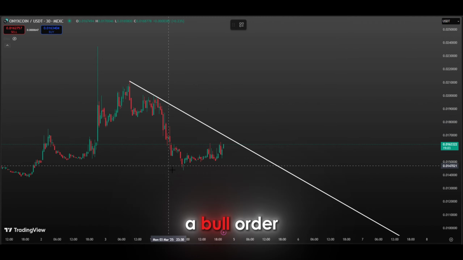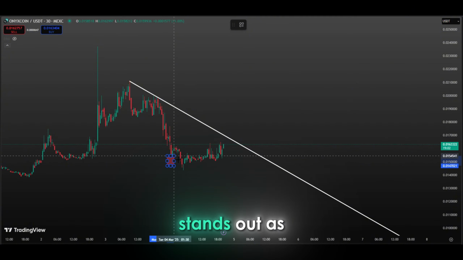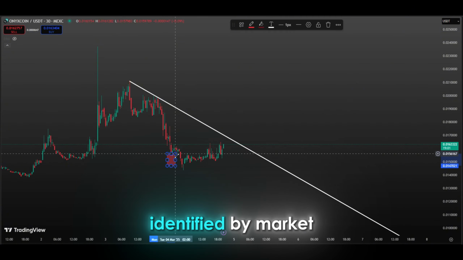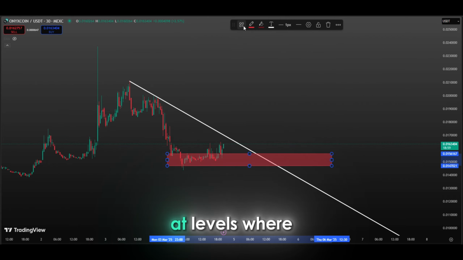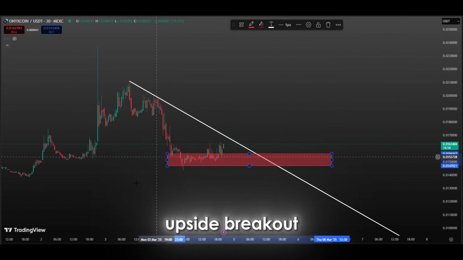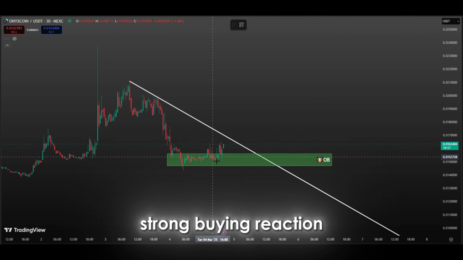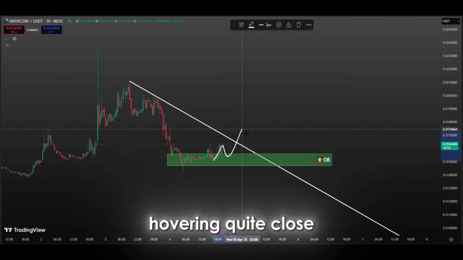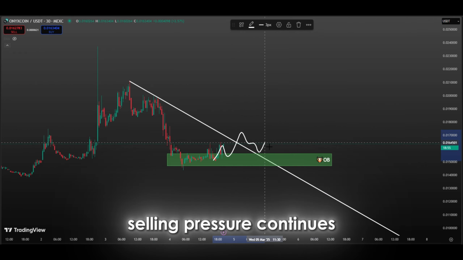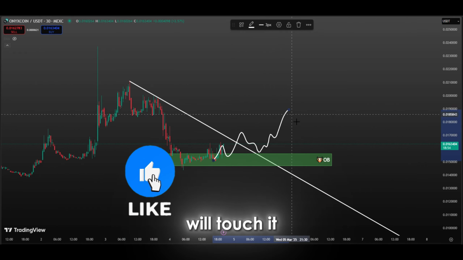So keep watching. A bull order block just below the price stands out as a strong demand zone identified by market makers and large investors. Bullish order blocks are usually found at levels where the price has already made an upside breakout and is likely to face a strong buying reaction when the price returns to these levels. Currently, the price is hovering quite close to this zone, and if the selling pressure continues, it is likely that the price will touch it.